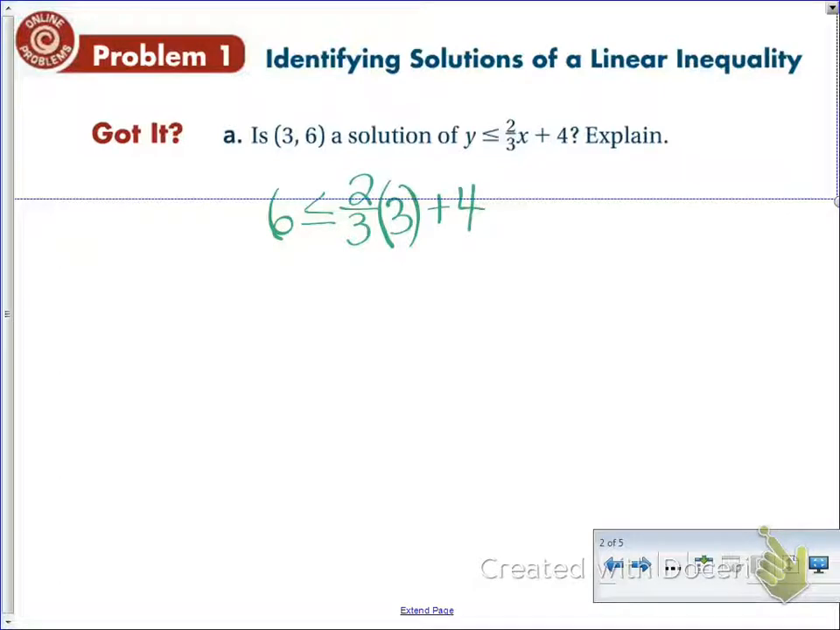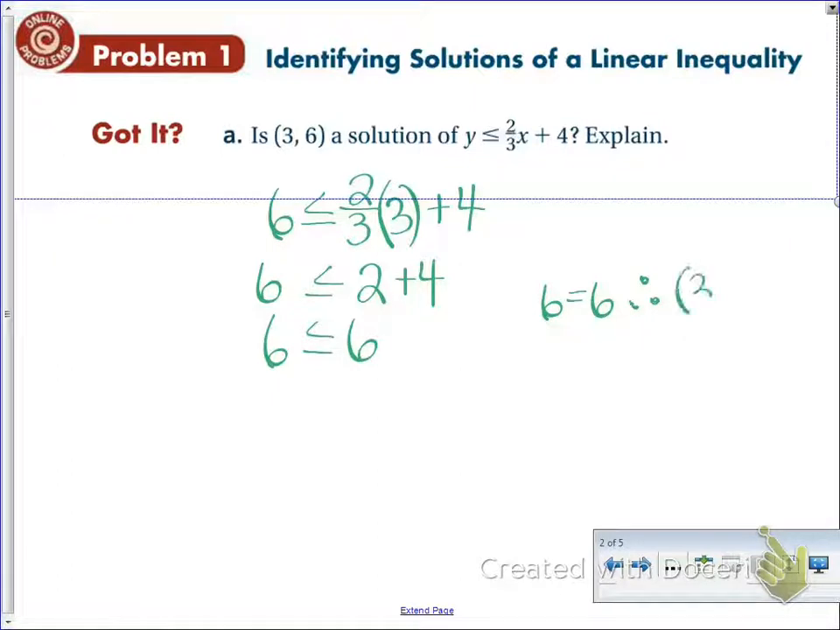Now, I just want to simplify this to see if it is indeed true. 2/3 times 3 is 2. Plus 4, and bring everything else down. So now I have 6 is less than or equal to 2 plus 4 is 6. So now I need to ask myself the question, is 6 less than or equal to 6? No, it's not less than, but 6 is equal to 6. Therefore, these little 3 dots mean therefore, (3, 6) is a solution.